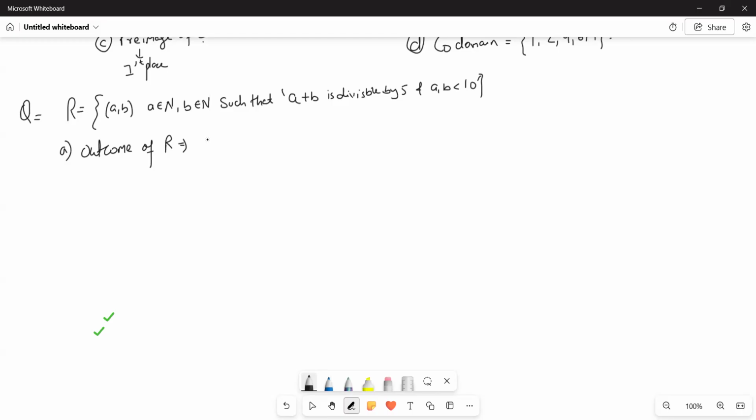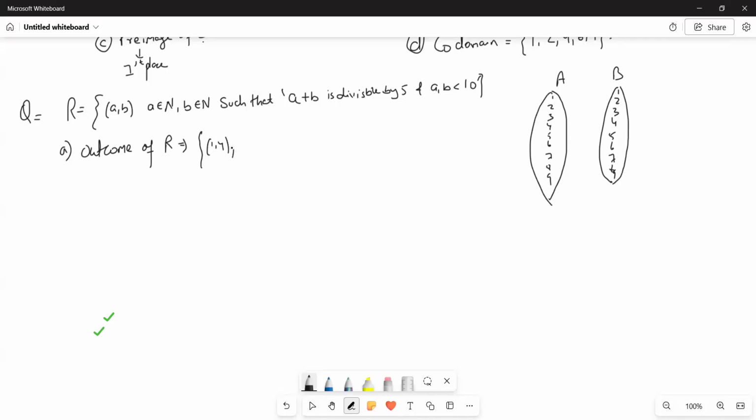So what do we have in this? So let's say we list them out. इनके लिए क्या क्या possible values है? 1, 2, 3, 4, 5, 6, 7, 8, 9. Because it has to be less than 10. Okay, B के लिए क्या क्या values होगा? 1, 2, 3, 4, 5, 6, 7, 8, 9. Now look at all the possible pairs that we can have divisible by 5. So 1, 4. Pair 1, 9.